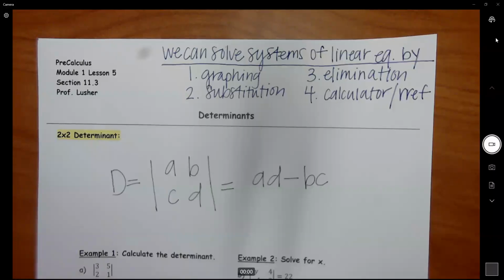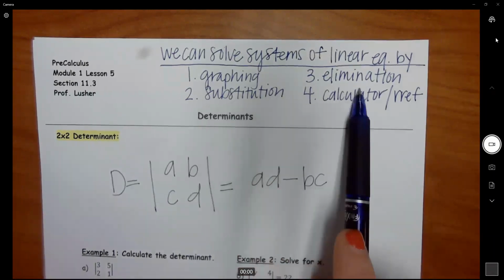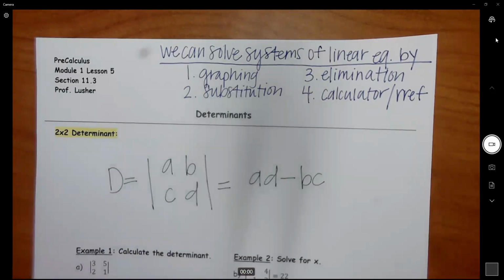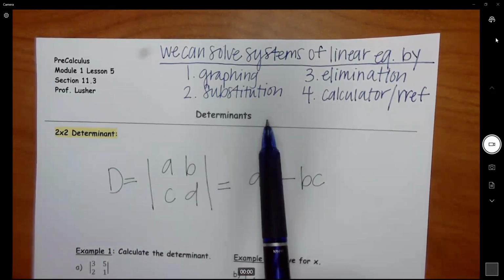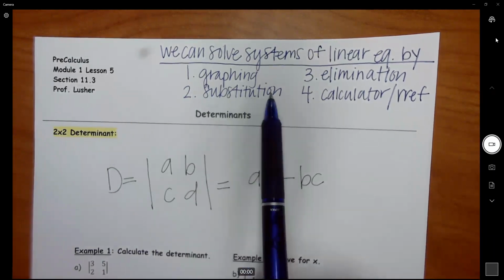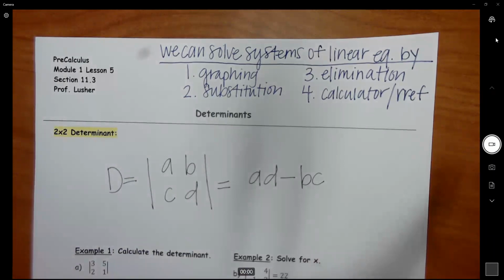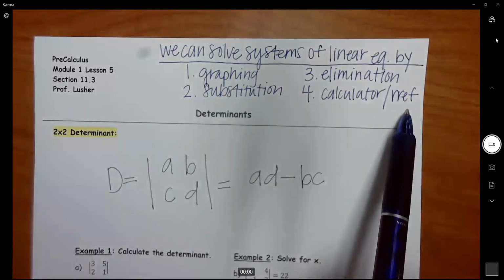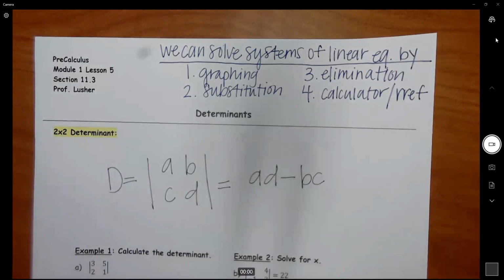We have learned 4 ways to solve systems of linear equations, and I have listed them up here for us. The first way we learned was graphing. That's a visual way to see where our 2 lines are intersecting. We have learned 2 algebraic methods, substitution and elimination. And then lastly, we know how to put it in our calculator and use the RREF function.